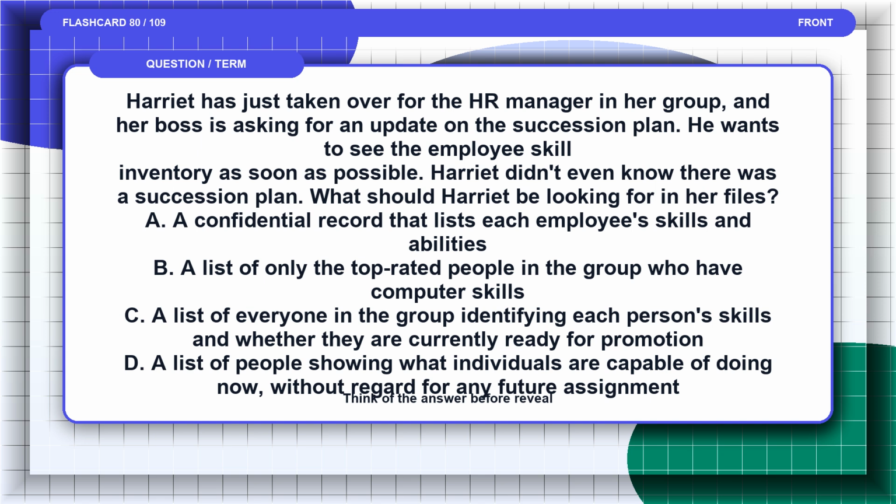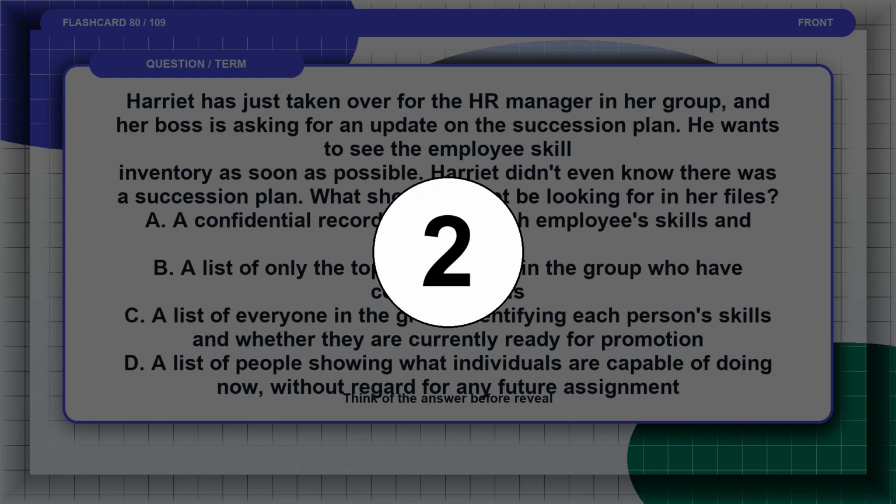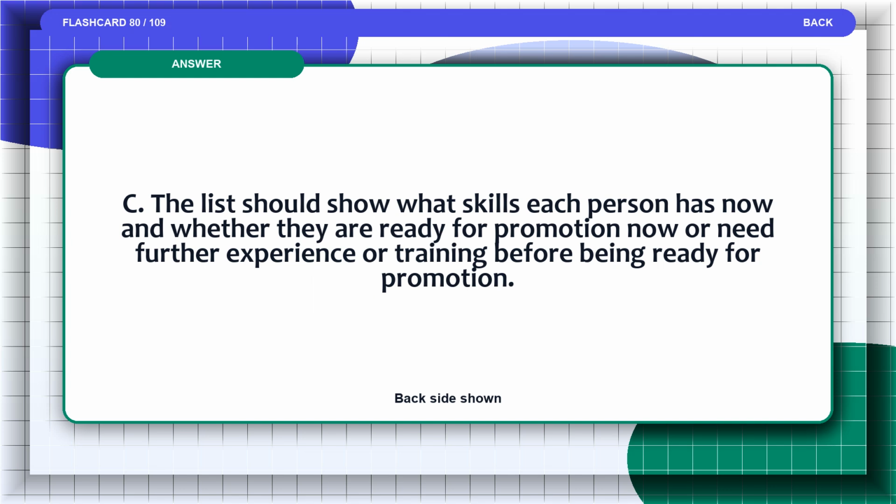A confidential record that lists each employee's skills and abilities. B. A list of only the top-rated people in the group who have computer skills. C. A list of everyone in the group identifying each person's skills and whether they are currently ready for promotion. D. A list of people showing what individuals are capable of doing now without regard for any future assignment. Pause and think of the answer before the reveal. The answer is A. The list should show what skills each person has now and whether they are ready for promotion now or need further experience or training before being ready for promotion.